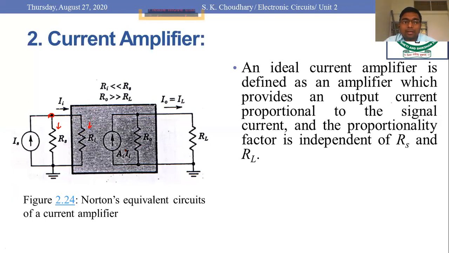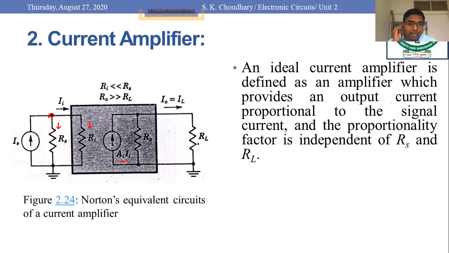Come to the output network. Here, the dependent current source is shown by this circle with an arrow inside it, and the direction of the arrow shows the direction of current. So this current is AIII. Okay, and here again the Norton equivalent R0 is connected in parallel, and RL is at the load side or output.